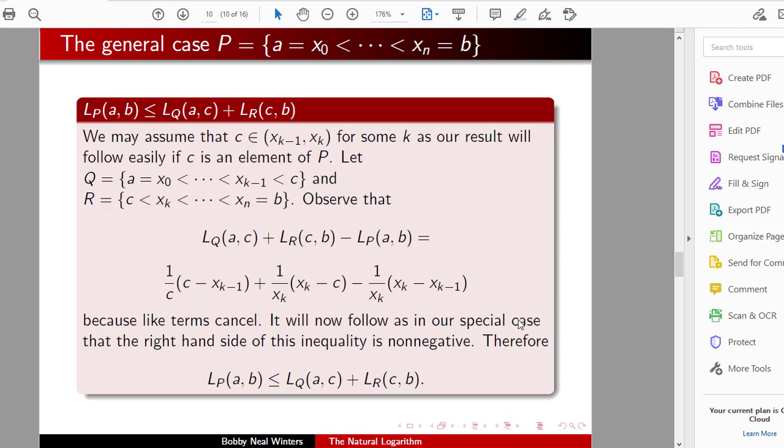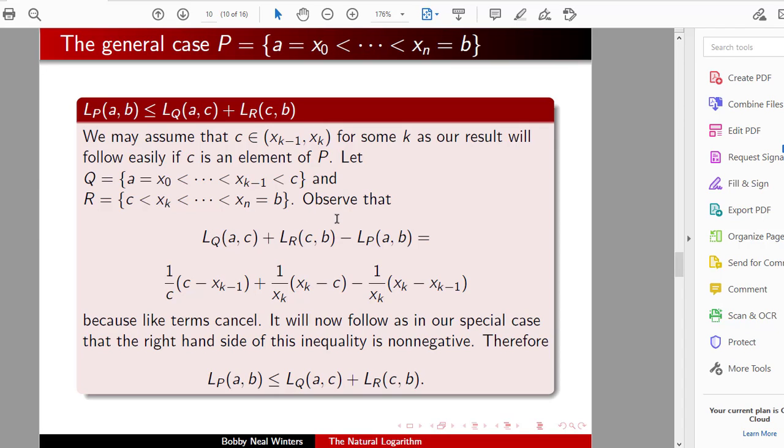Okay, having proved a special case, we'll now prove the general case. We may assume that C is in the interval, the general case where we just let P be a partition and find the K that contains this point C. Let Q be everything up to just before that, and then add C to it. And let R be C plus everything that falls after C. And we take the difference.